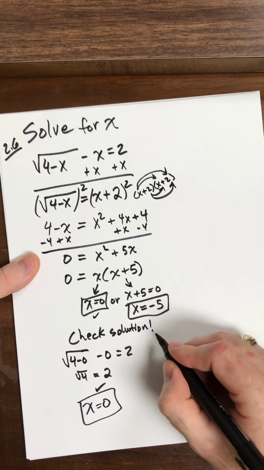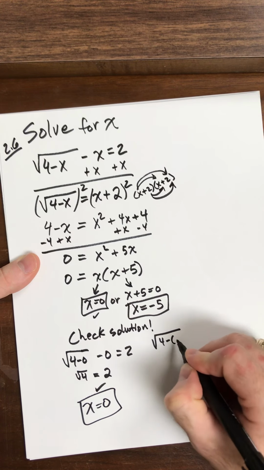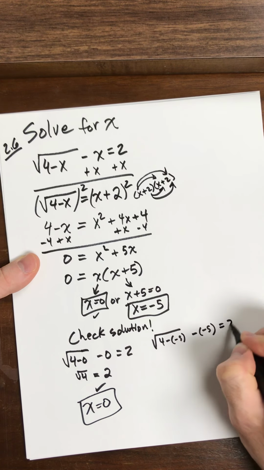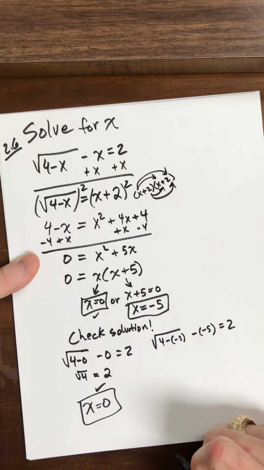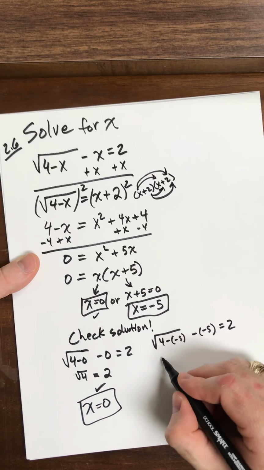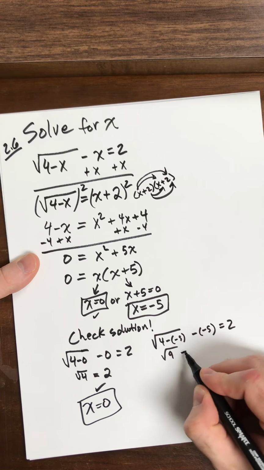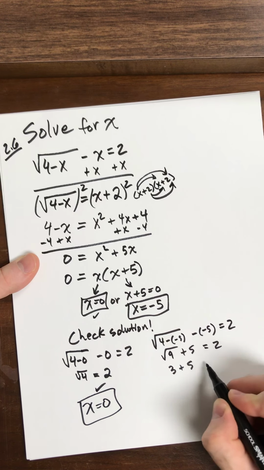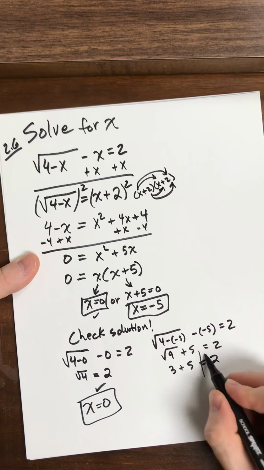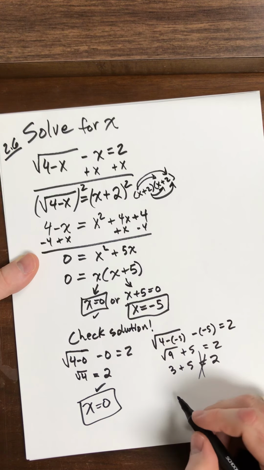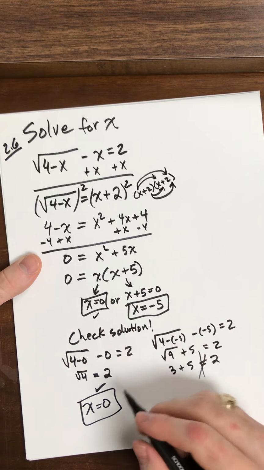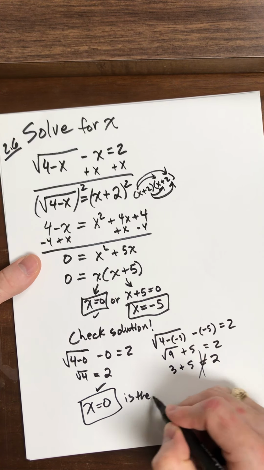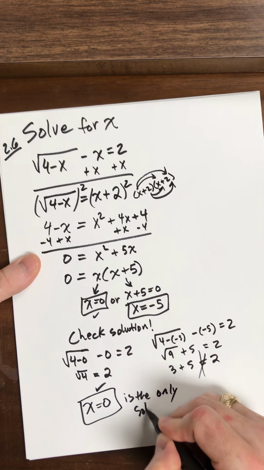If I check negative 5, I have 4 minus a negative 5, and then minus a minus 5 equals 2. Let's see if it works. So if I plug this in, I get the square root of 9 plus 5. So what is this? This is 3 plus 5. Is that equal to 2? No, that's not equal to 2. Therefore, this is not a solution. So x equals 0 is the only solution.